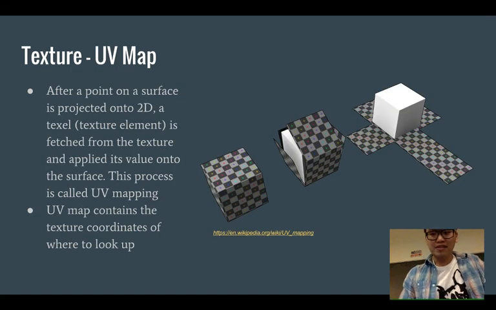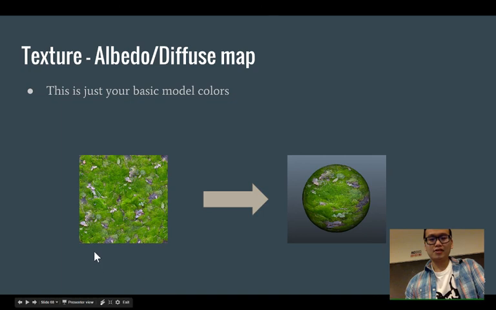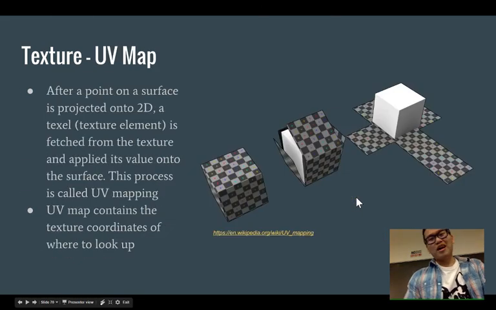UV mapping. So we start out with a square like this, and in order to tell, on this point, which textual element should I use, we use something called UV mapping.